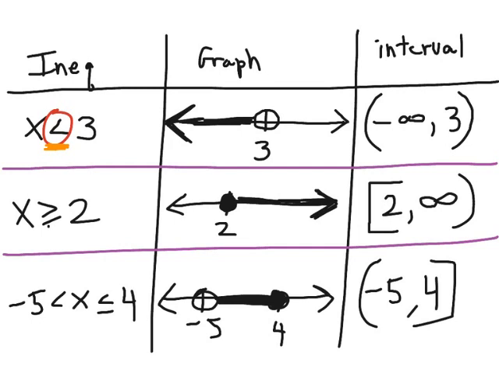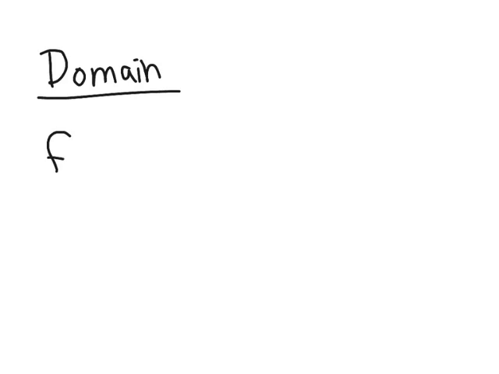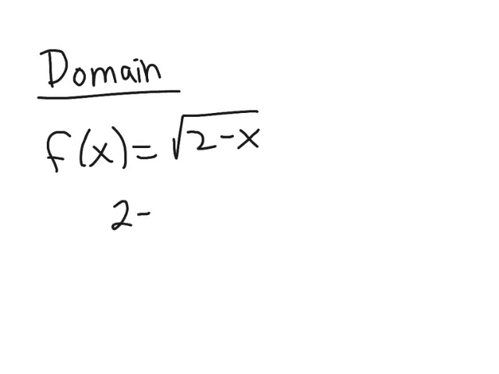Alright, the last thing I see in this section is finding domain. Domain problems here deal with square roots. So I might ask you, f of x is the square root of 2 minus x. What's the domain? Well, when you have a square root, you cannot have negative values underneath the square root. So whatever is underneath the square root has to be greater than or equal to 0. So all you're going to do here is 2 minus x greater than or equal to 0, and you're going to solve that inequality.